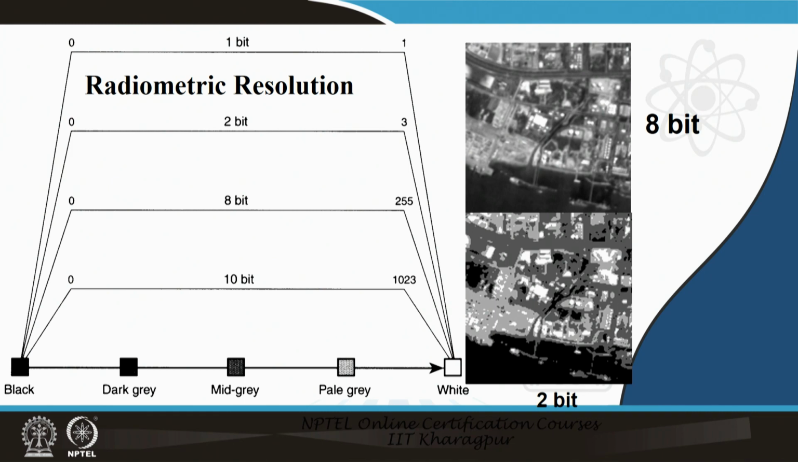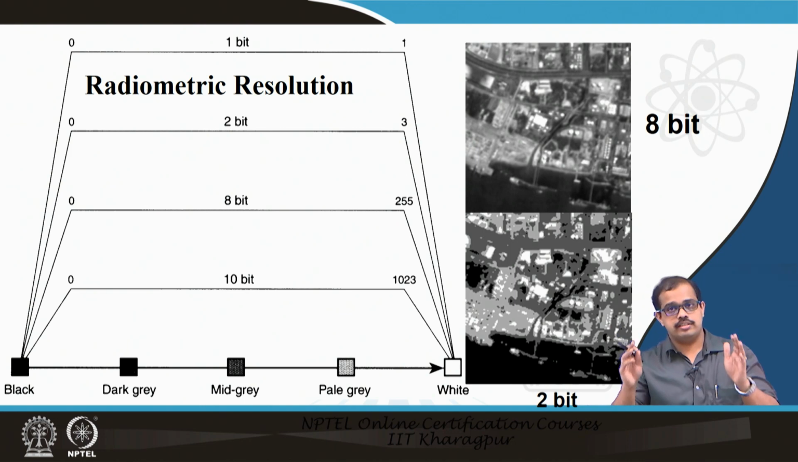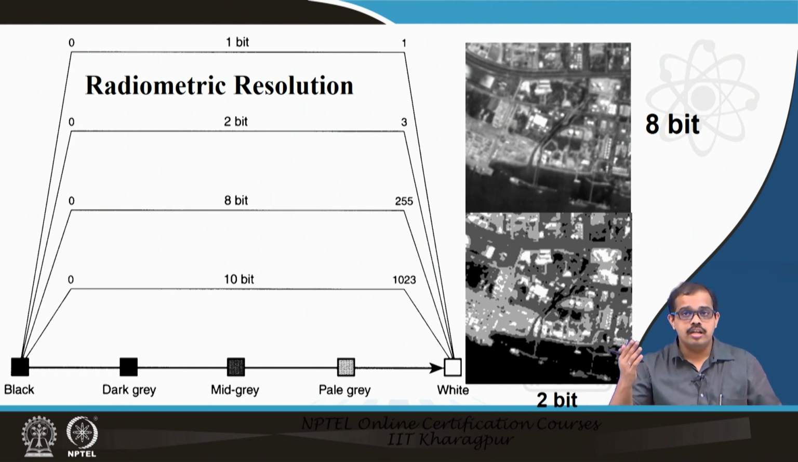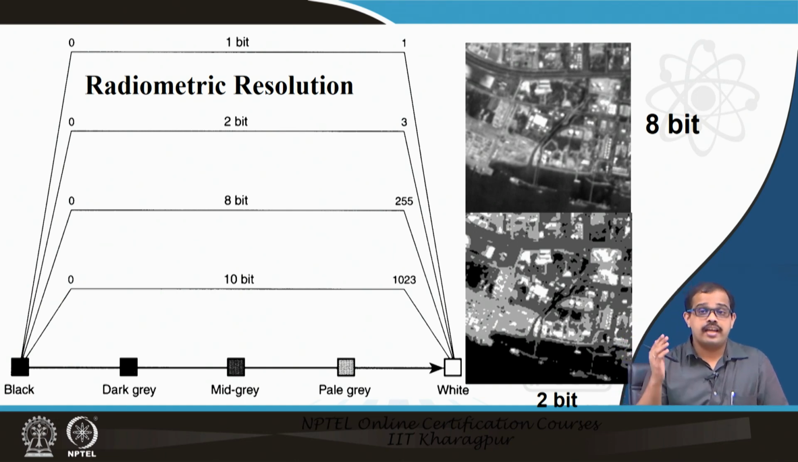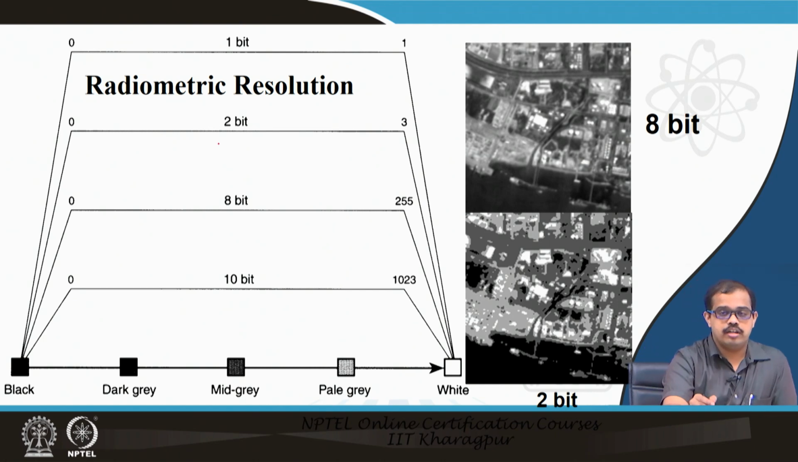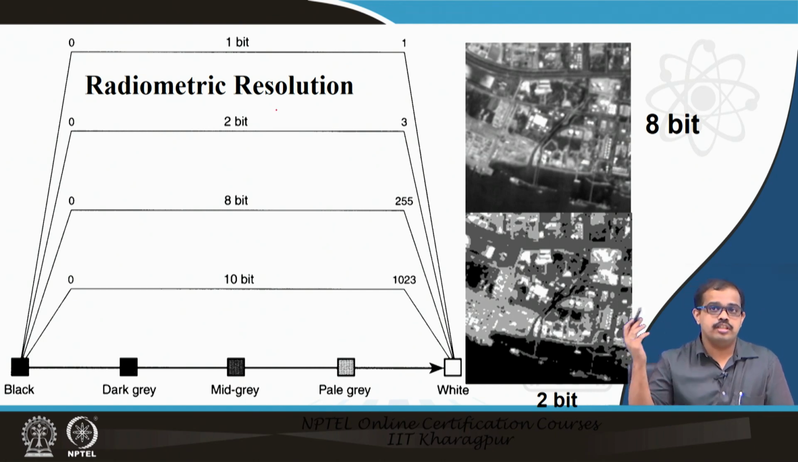For example, if your sensor can picturize that particular part of the earth's surface in only 0 and 1, okay, then it is called a 1 bit resolution, or radiometric resolution is 1. If it can capture between black and white, always your image that is captured in different sensors is in gray levels. So, if the gray levels range from black to white, and the number of gray levels is 0 to 3, that is 0, 1, 2, 3, then it is called 2 bit, radiometric resolution is 2.